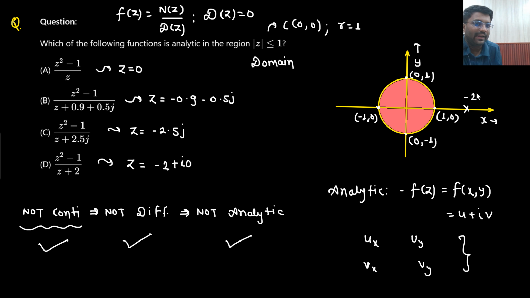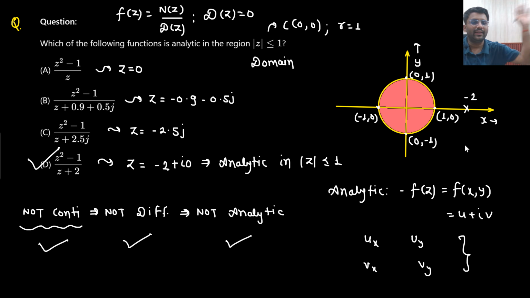The problem is happening at z equals minus 2, but this z equals minus 2 is lying outside the circle, outside this disk. That means it is never a problem for us. That means it will be analytic. For sure it will be analytic in the region mod of z less than 1. Did you understand this point? Because z equals minus 2 is lying outside.